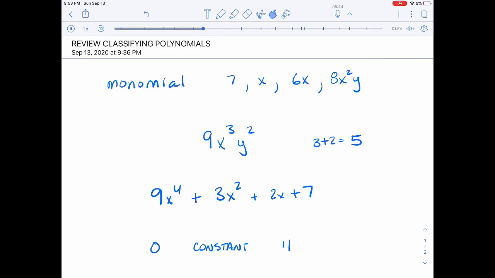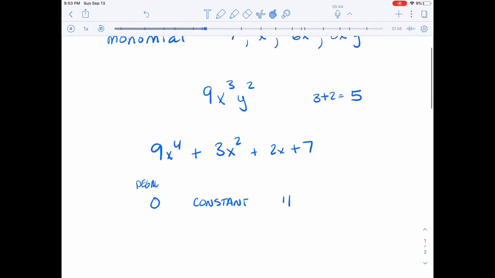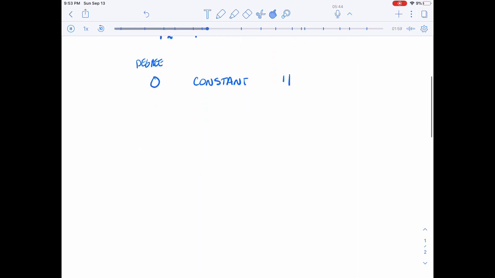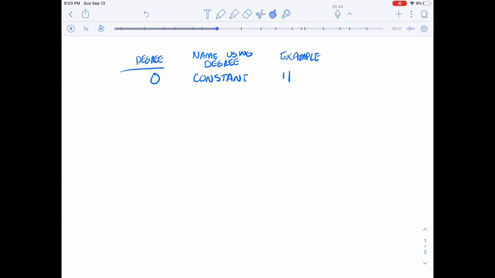So we would have degree, name using degree, and our example. Let's make a little table up here. So let's come across this way. Okay, so how about a degree of 1? That would be considered a linear expression. So let's give it x plus 5. That would be a good example.